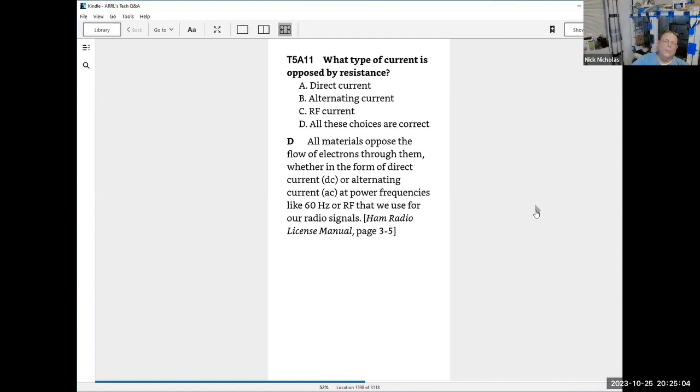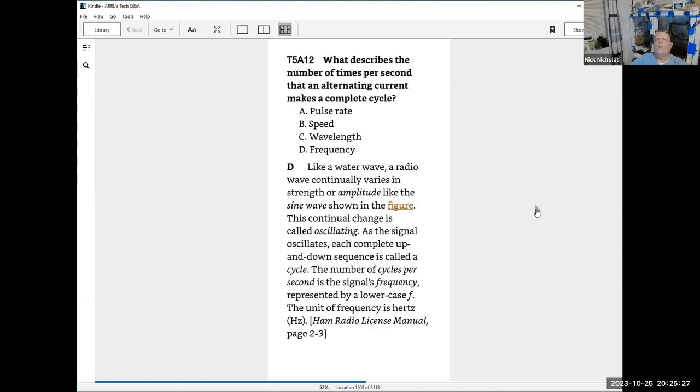Not all currents are opposed by inductance or capacitance. Inductance and capacitance have little effect on DC circuits, but dramatic effects on AC circuits depending on the frequency. What describes the number of times per second that an alternating current makes a complete cycle?